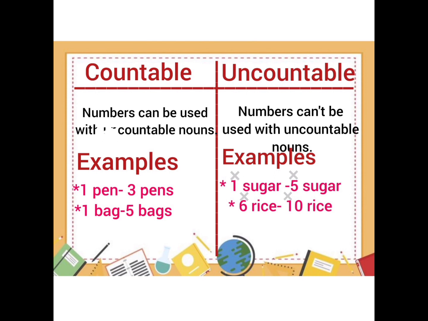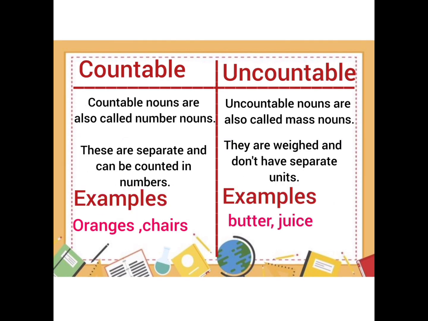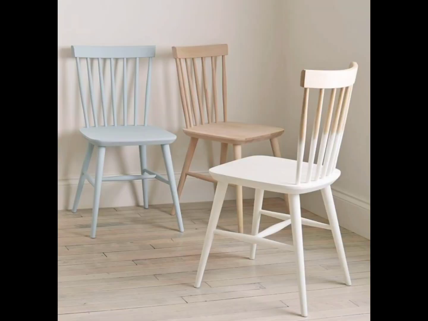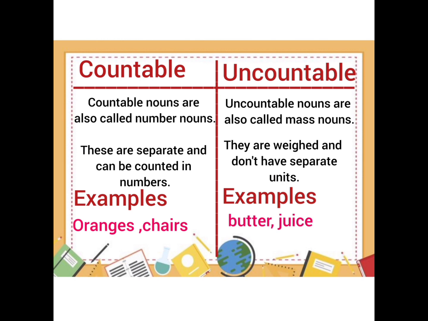Next, the difference is that countable nouns are also called number nouns. Why? Because we use numbers with them. And its examples are oranges, chairs, etc. Uncountable nouns are also called mass nouns because we weigh them. Examples are butter and juice.